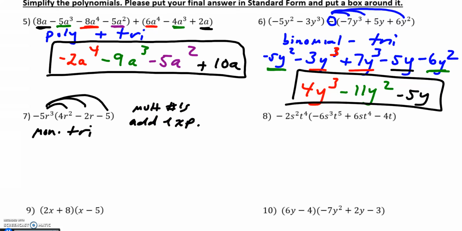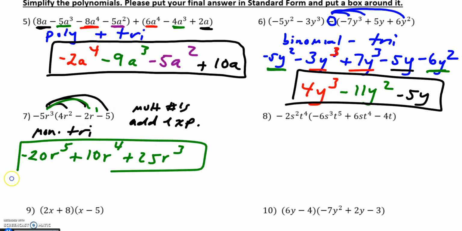So if I were to do that over and over again, these first two multiplied would be negative 20r to the fifth power, multiply the numbers, add the exponents. If I looked at the second one, negative 5r cubed times negative 2r is a positive 10r to the fourth, because this is really r to the first power. And then negative 5r cubed times negative 5 is a positive 25r cubed. My answer is done here, because just like the previous examples, I do not have any like terms.